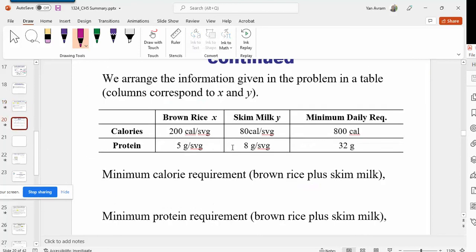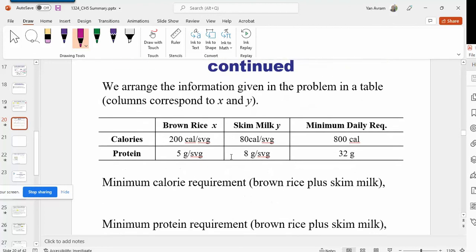Let's go ahead and look at this one right here. Okay, set up a table in here. The brown rice is x serving, skim meal is y serving, right? And the calories for the brown rice is 200 per serving. For the protein is 5 grams per serving. For the skim meal also, skim meal also have calories and protein, and that is the minimum daily requirement. So that means you will have to be greater than or equal to both of them.